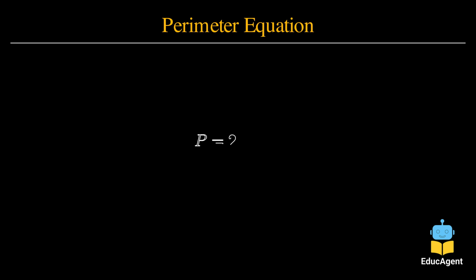For a rectangle, the perimeter is twice the length plus twice the width. We're told the perimeter is 20 meters, so we set the formula equal to 20. Notice both side lengths affect the perimeter together.